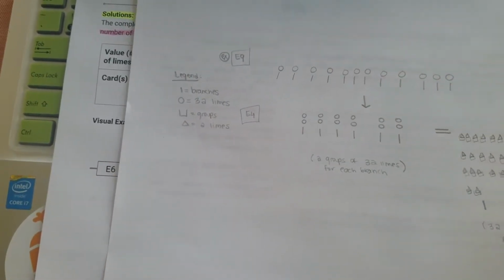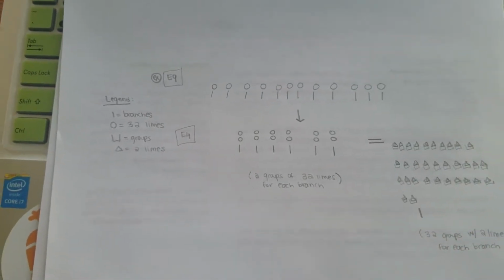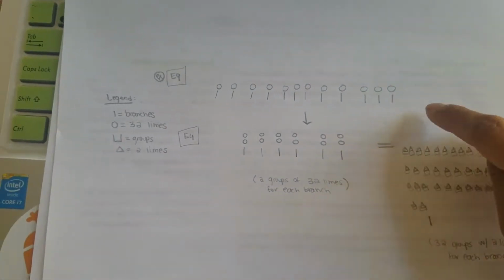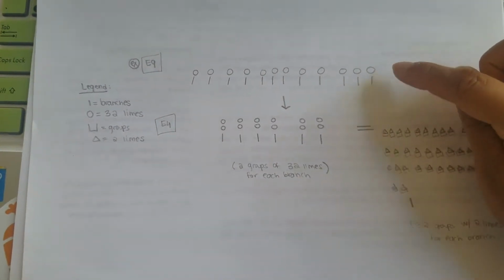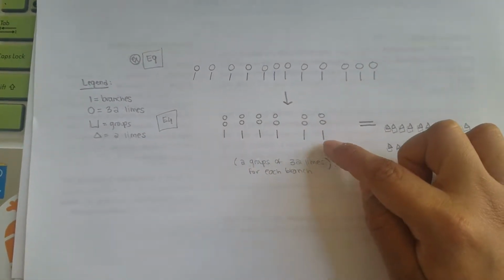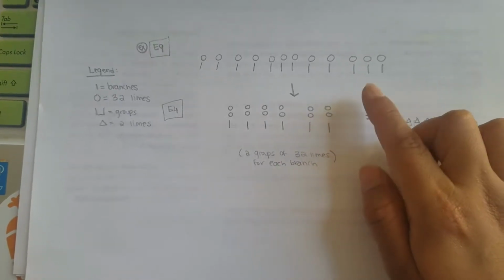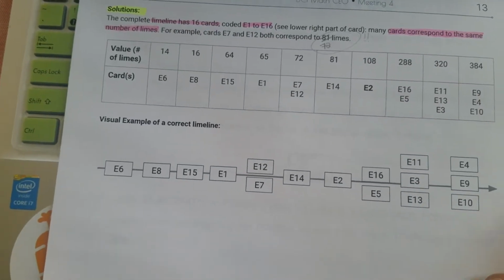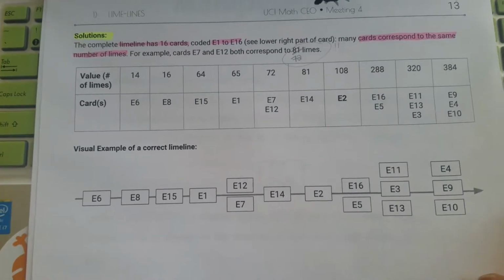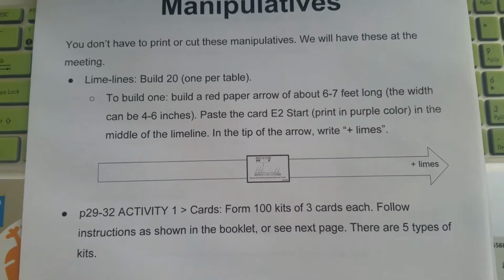So an example of this was that E9 in total had 12 branches, and each circle represents 32 limes. But E4 had 6 branches, and it had 2 groups of 32. So basically we reduced it. This is another example of what your lime line should look like, or what we hope it would look like.